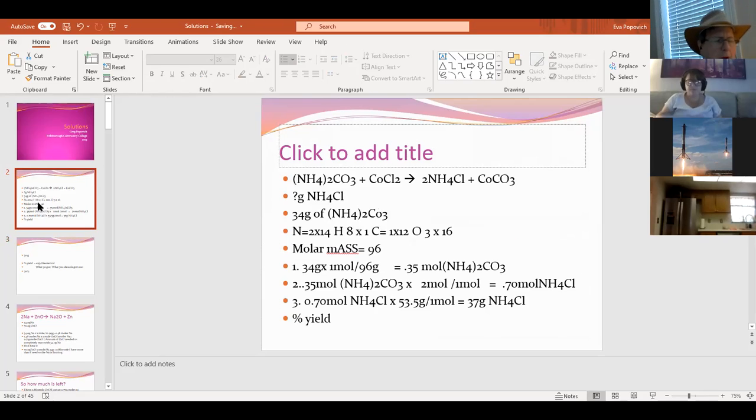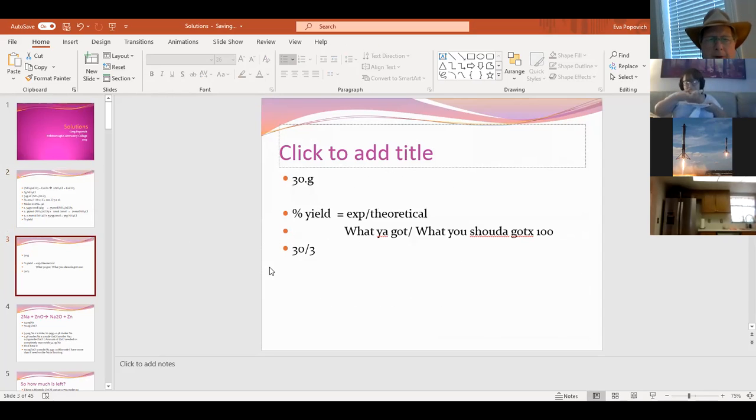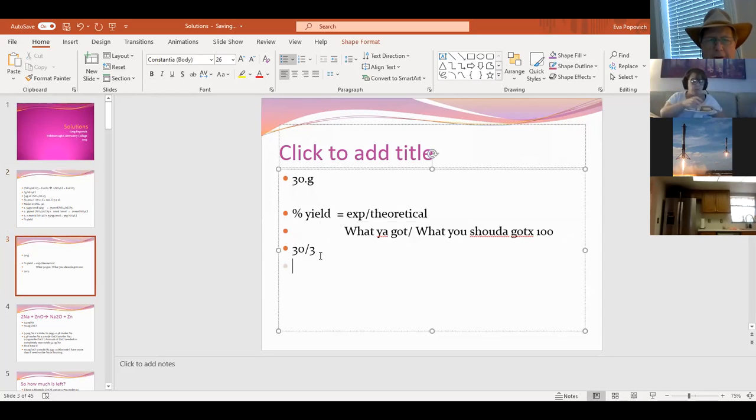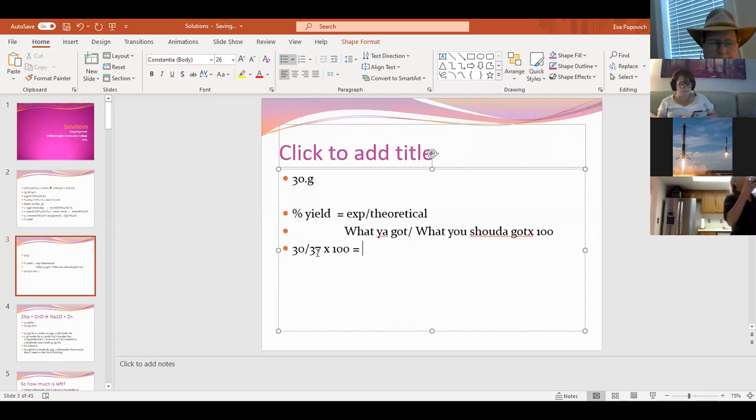What should we have gotten back? 37. So I'm going to take my 30, divide it by 37, times 100. And that's going to give me a percent yield of 81%. Well, 81.08, so 81.1. Well, sig fig wise, it's 81.